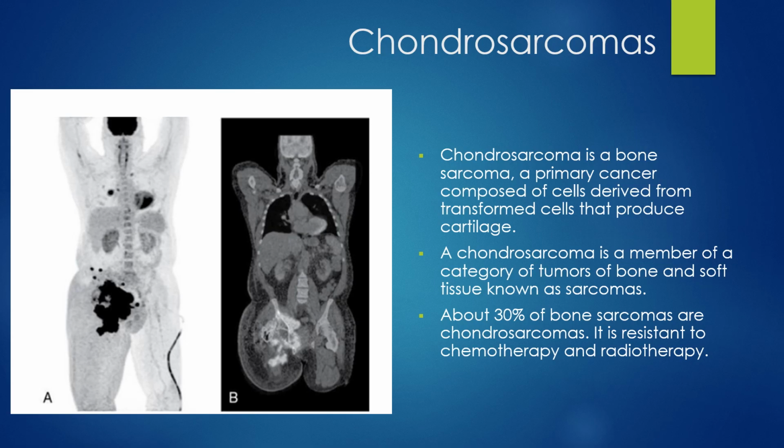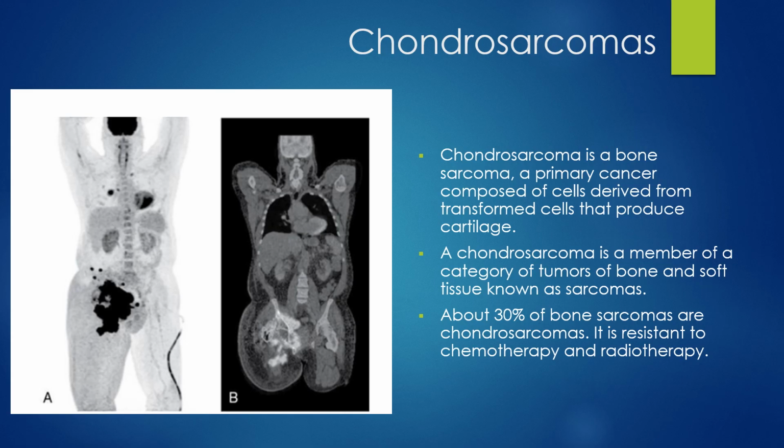This is an example of a chondrosarcoma. This is considered a type of bone sarcoma, but it's a primary cancer composed of cells derived from transformed cells that produce cartilage. A lot of times what happens with chondrosarcomas is someone will have a congenital defect where cartilage grew instead of bone. So they may have a section of their femur where there's bone around it, but there's a section of their femur where cartilage grew instead of bone. And they won't feel it. There won't be any symptoms, maybe transient pain in the area, and it will go undiagnosed for their lifetime and they'll be fine. Or at some point, it could turn into a chondrosarcoma, and at that point, it becomes a more aggressive form of bone cancer.